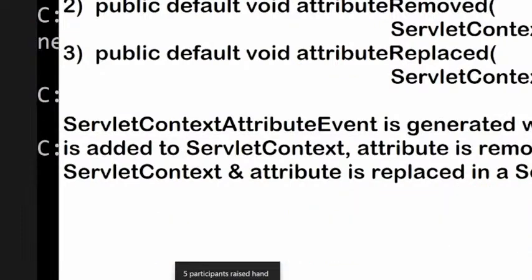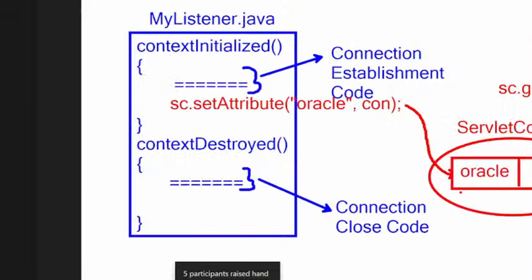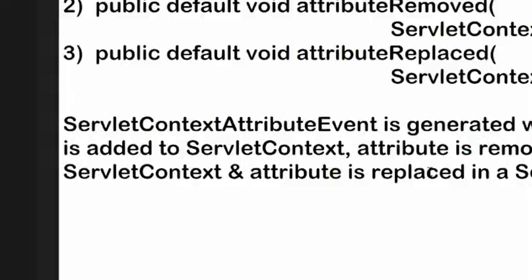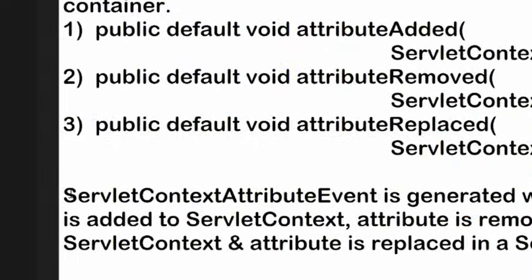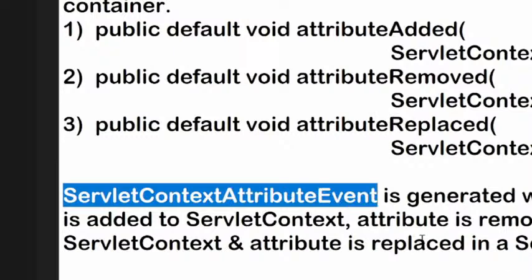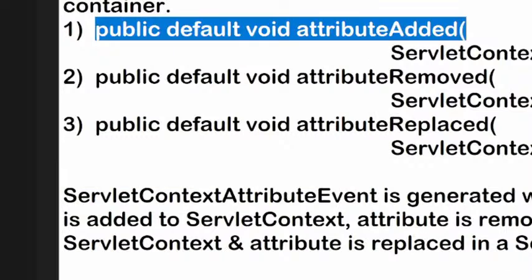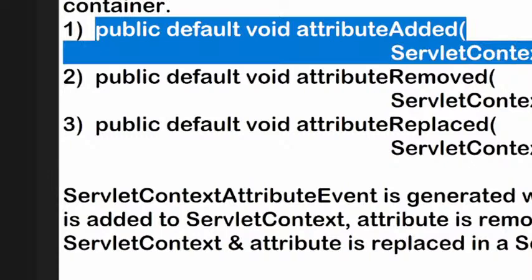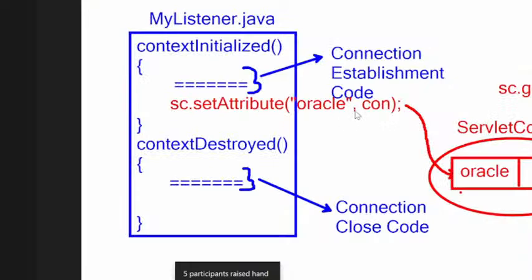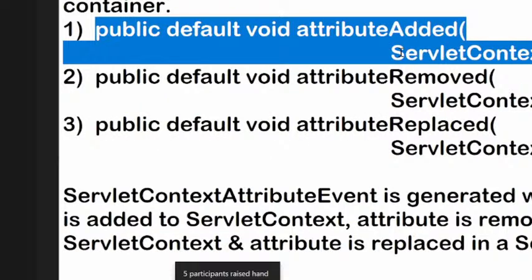See here, this servlet context is created whenever the application is deployed. Then an event is generated, and that event is passed to this method. When this attribute method is called, one more event is generated. That event is this one, the ServletContextAttributeEvent. This event object is passed to this method, and the method body is executed. When that line is executed, this method is automatically executed.